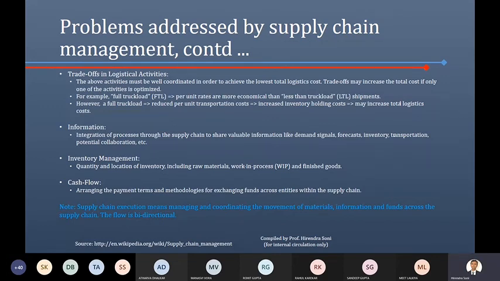Okay. Then information sharing across the supply chain becomes another challenge, another deliverable by the supply chain management. Inventory management across the supply chain, cash flow. These are some of the things which they actually focus upon.